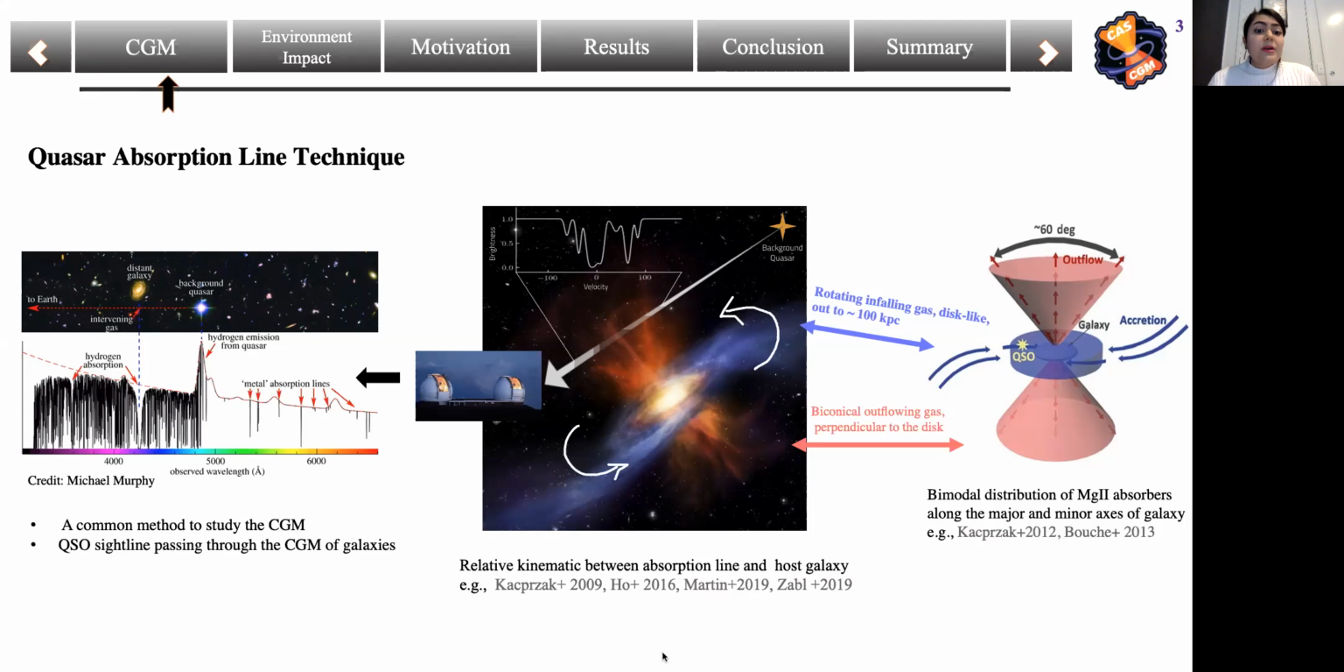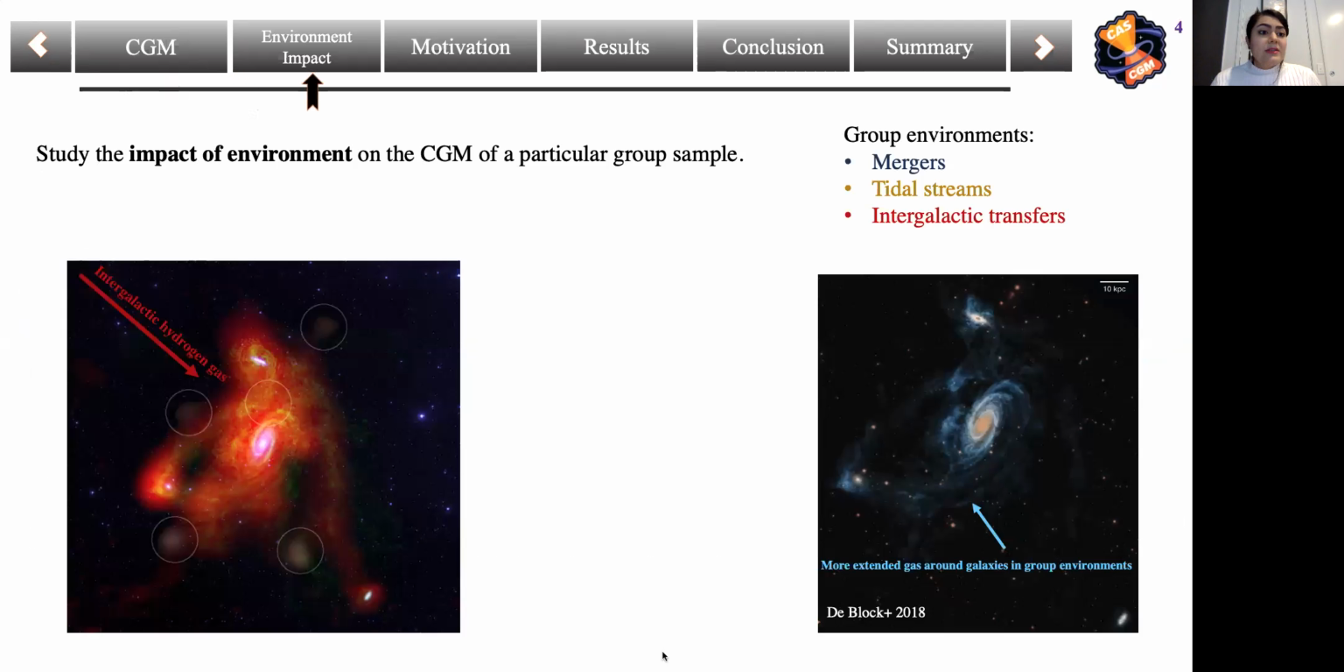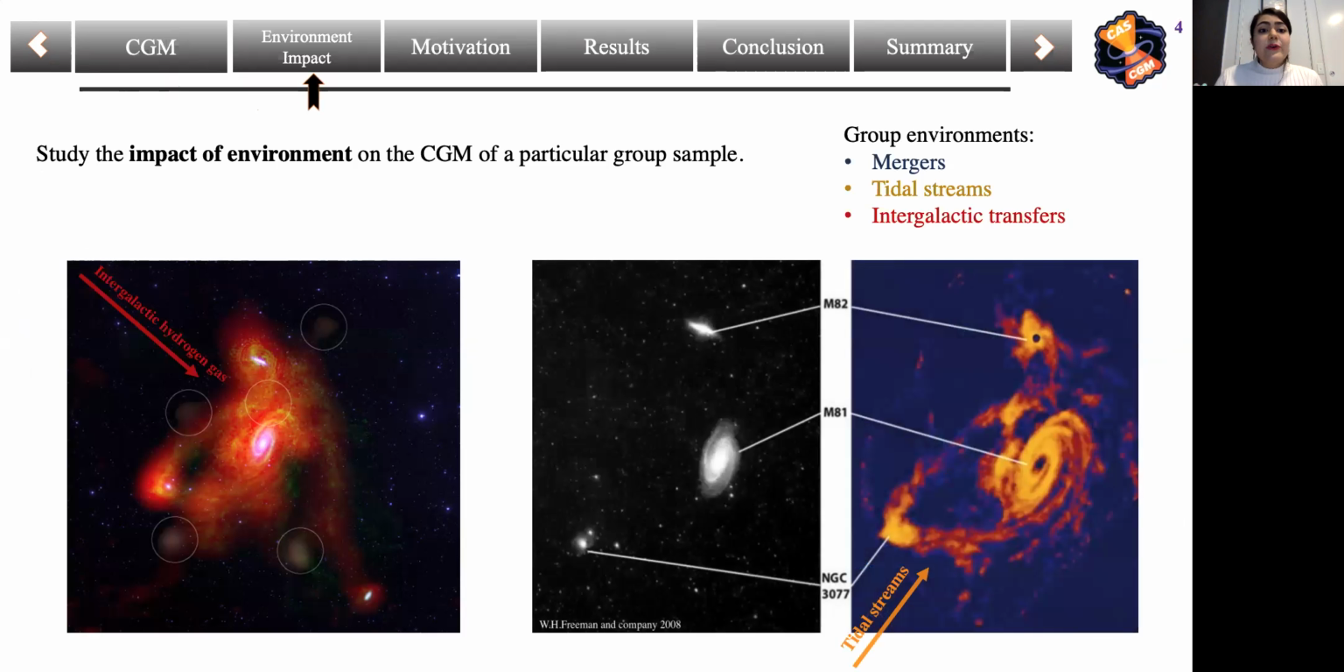In this work, we have used the quasar absorption line technique to study the impact of environment on the CGM of a particular group sample. CGM properties in group environments are more complicated and gas distribution is more extended. It's because group environments are affected by various processes like intergalactic gas transfer, mergers, or tidal streams.